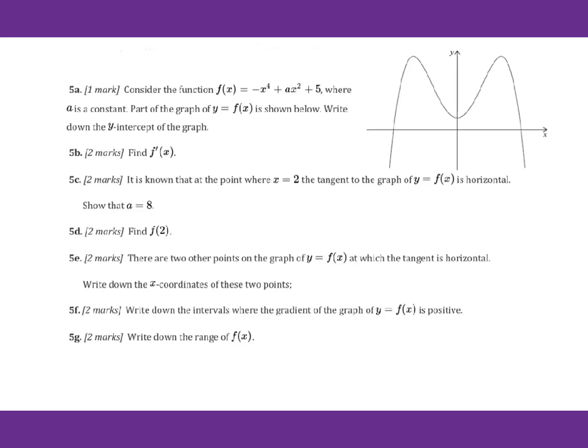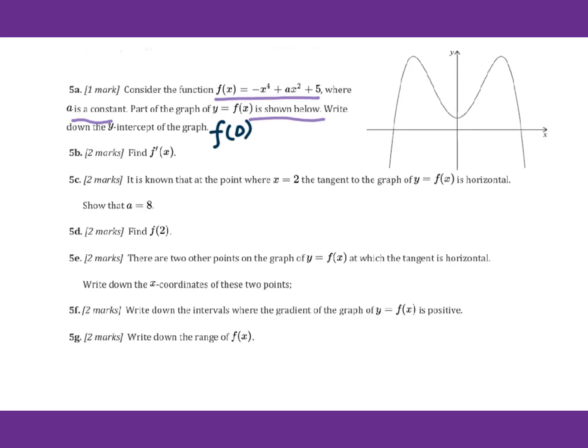This video is about final review continued. 5a. Consider the function f of x equals this, where a is a constant. Part of the graph is shown below. Write down the y-intercept of the graph.